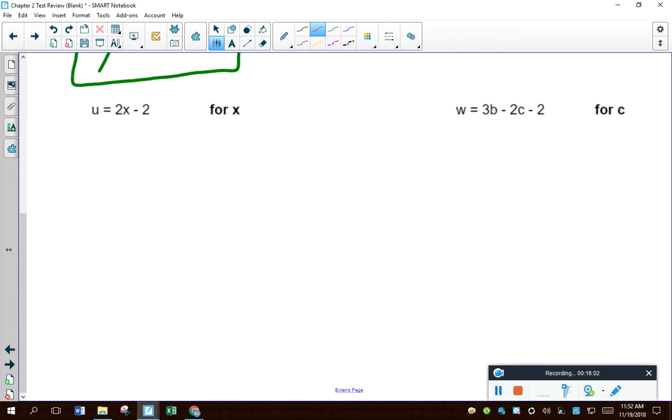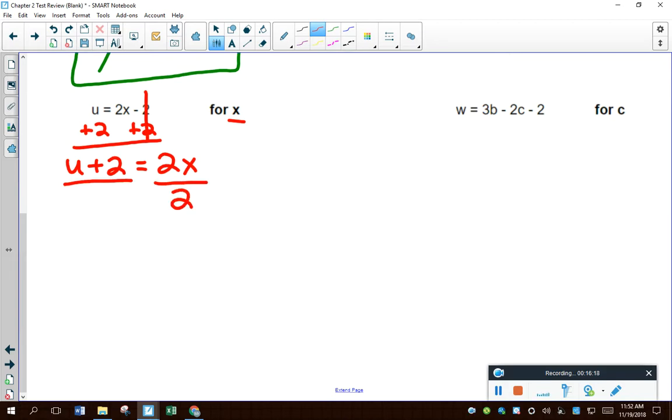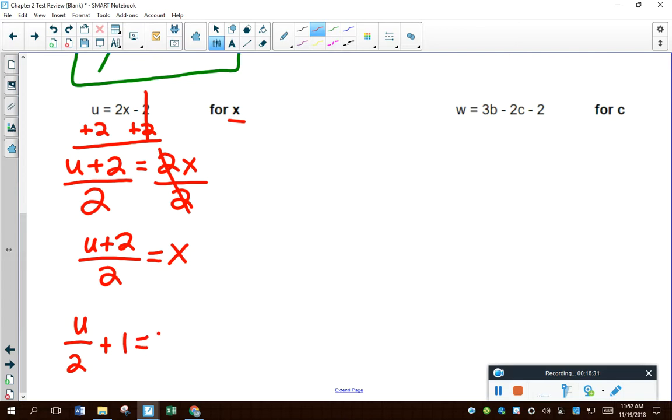Moving down to the bottom here, we have two more. u equals 2x minus 2. I need to get x alone. So I'm going to add 2 to both sides. We're left with u plus 2 is equal to 2x. I'll divide both sides by 2. Make sure you divide the entire left-hand side by 2. And we get x equals u plus 2 all over 2. We could simplify further and make this u over 2 plus 1 equals x. Okay, our x is now isolated and it's alone, so we have solved that equation and rewritten it for x.